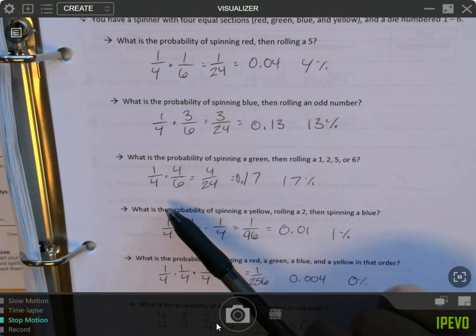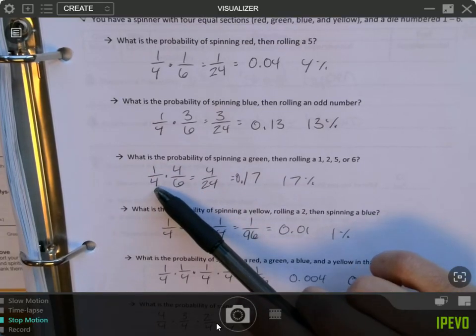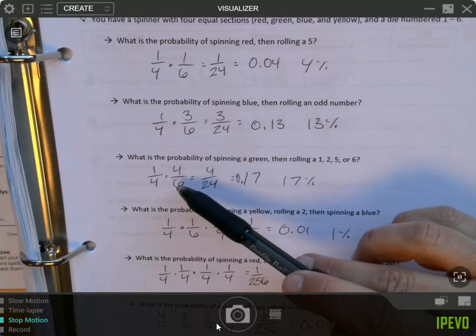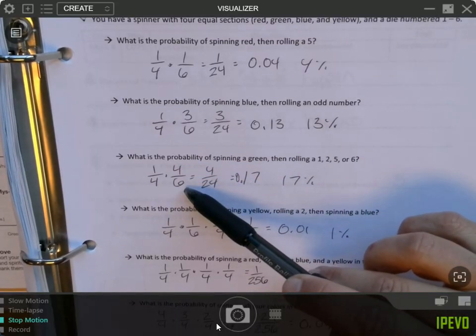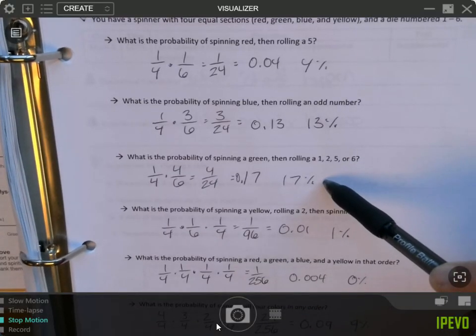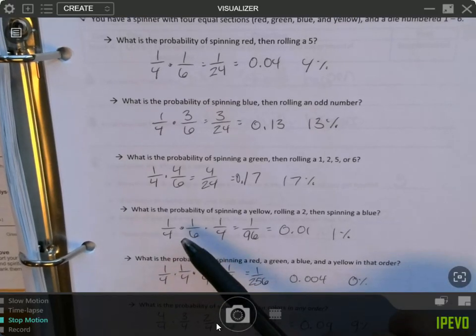So this one, we had spinning a green, 1 green out of 4, or rolling a 1, 2, 5, or 6. That is 4 numbers out of our 6 possible numbers. So it's 4 over 24, which is 17%. Then this time we have 3 events.